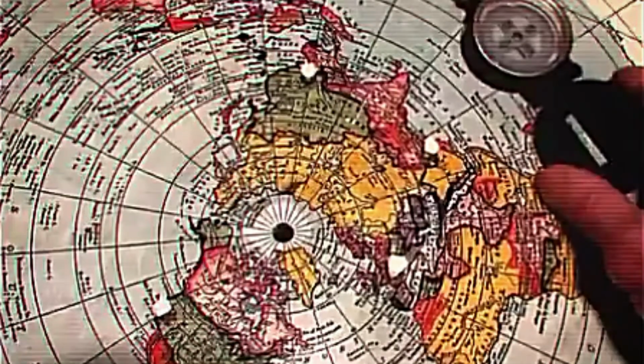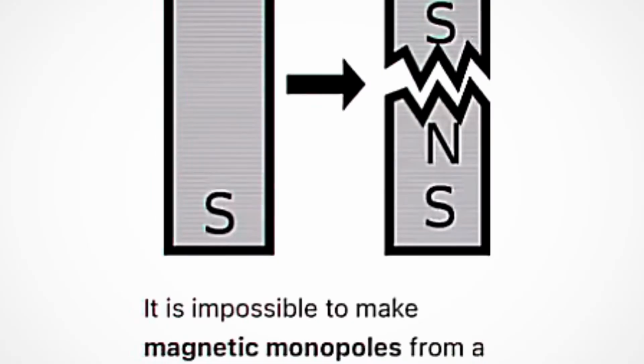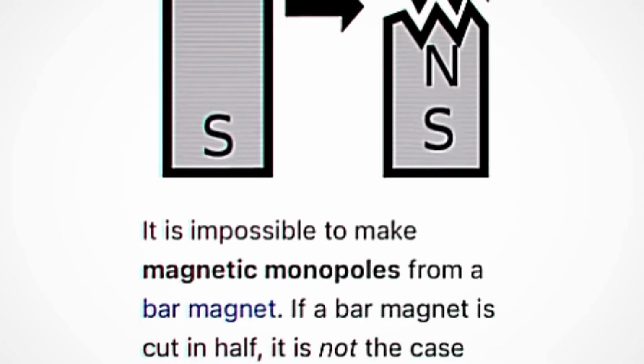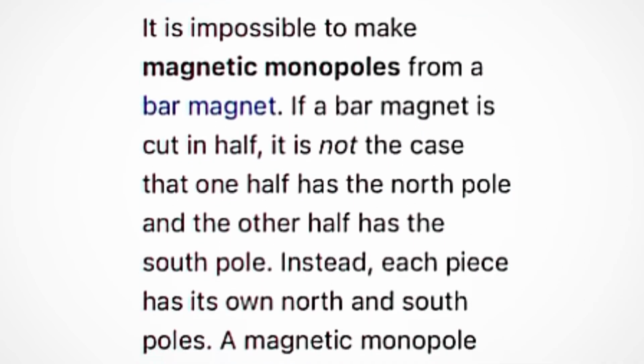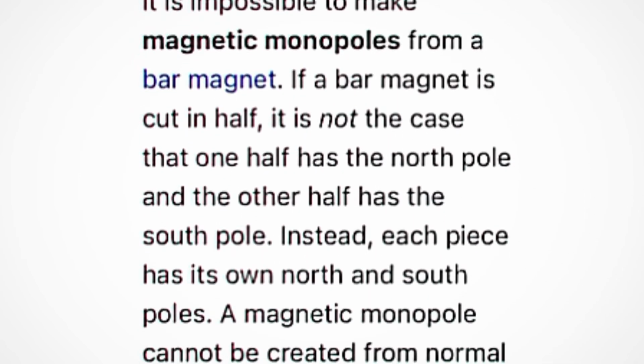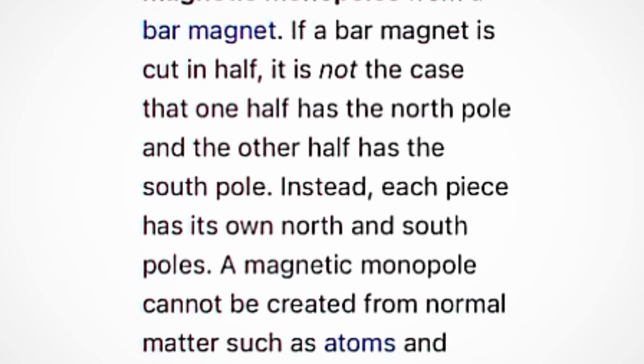As you can see here, we have a bar magnet. You break that bar magnet in half, each individual piece will have its own north and south pole. Now let's read along. It is impossible to make magnetic monopoles from a bar magnet. If a bar magnet is cut in half, it is not the case that one half has the North Pole and the other half has the South Pole. Instead, each piece has its own north and south poles. A magnetic monopole cannot be created from normal matter, such as atoms and electrons, but would instead be a new elementary particle.